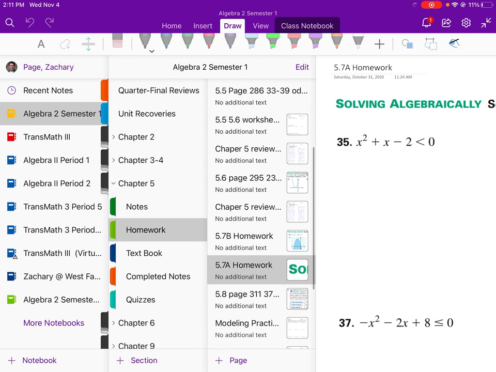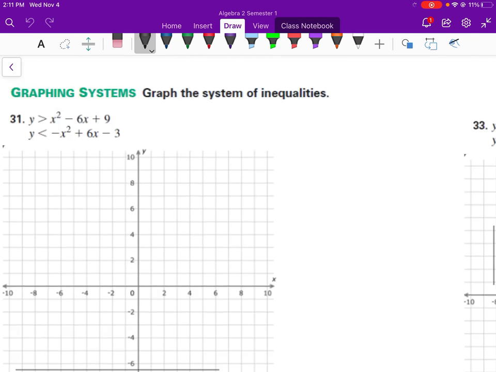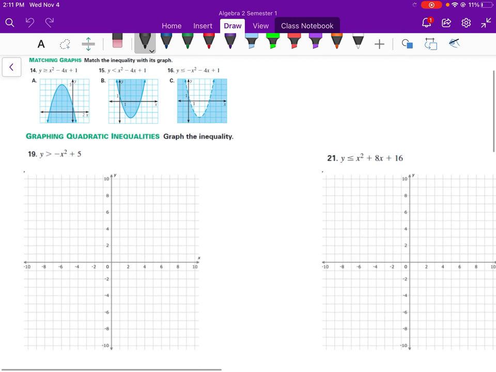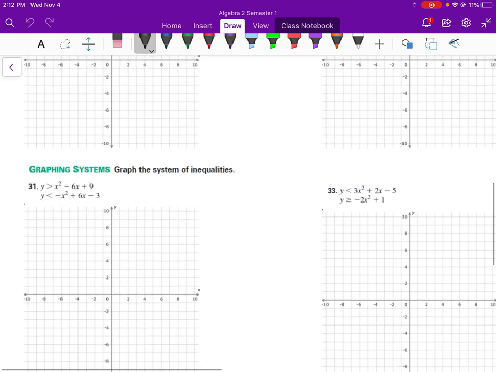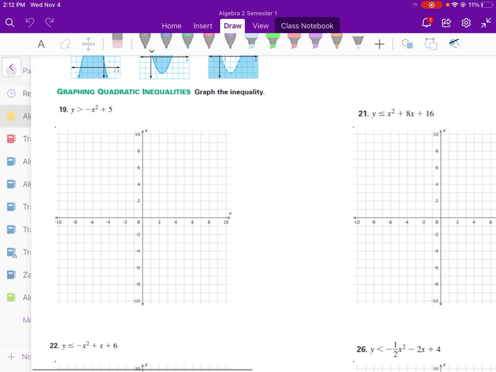So that is 5.7b. Your homework is your 5.7b homework. You've got 9 problems in there, matching them up, and then 6 of actually graphing the system.